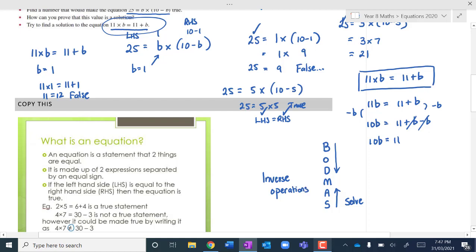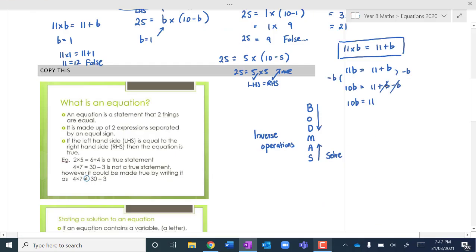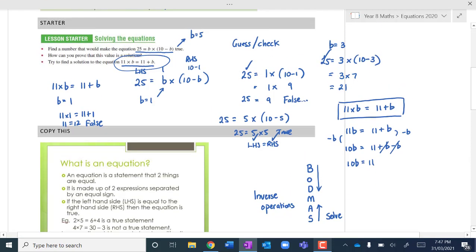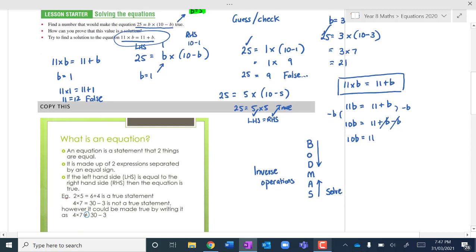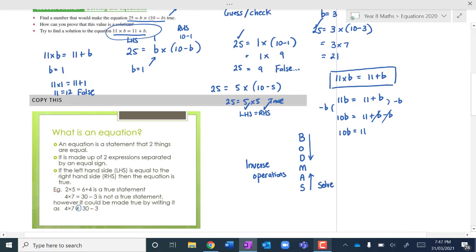Guessing and checking worked quite well for the previous example, because it was a nice whole number, and we found by guessing and checking that b is equal to 5 is a solution. In this case, what times 10 gives me 11? Well, let's do the inverse then. You can see that b is multiplied by 10. Division and multiplication are the inverse of each other.